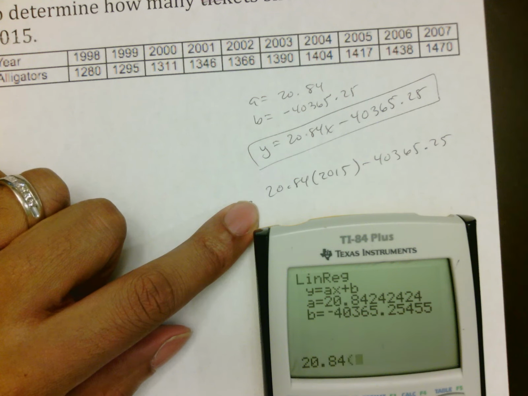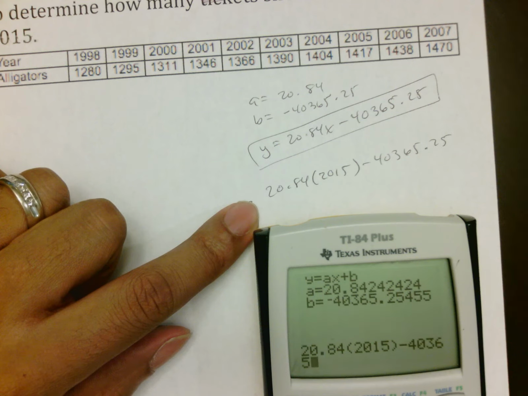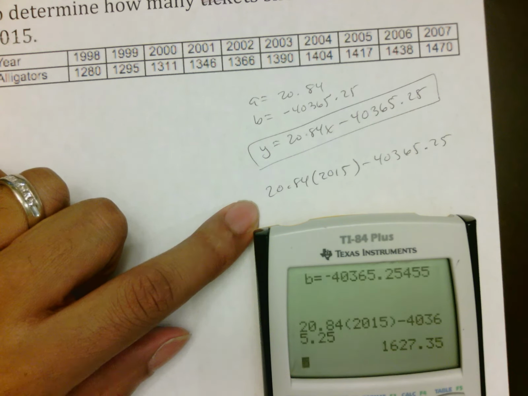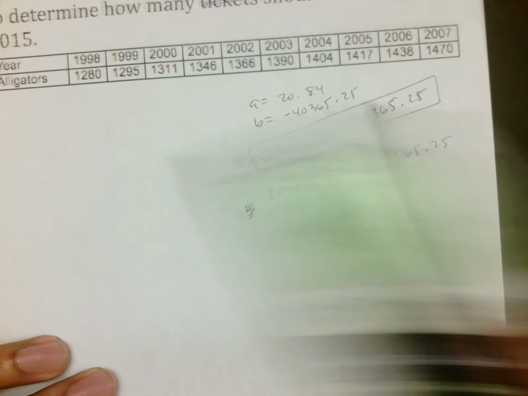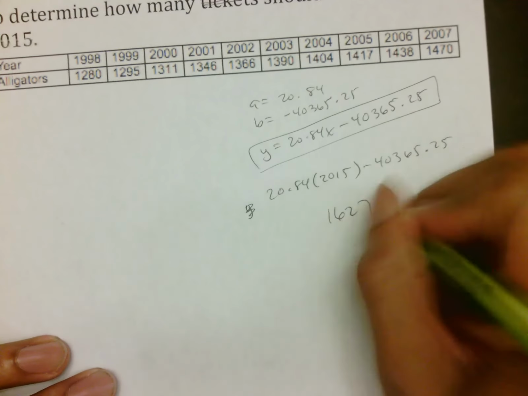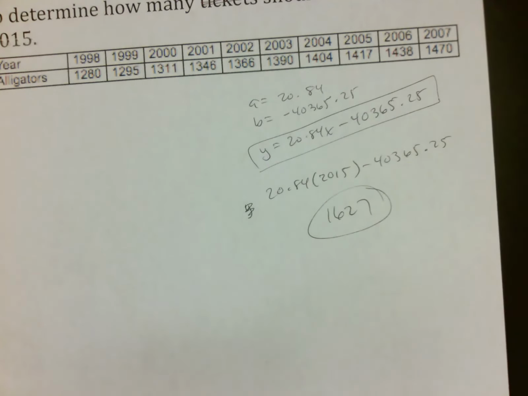20.84 times 2015 minus 40,365.25. Every decimal, every part is important. And notice again, when you cut it off here, you get about 1627, which is the second answer. That's how many alligators should be around in 2015.